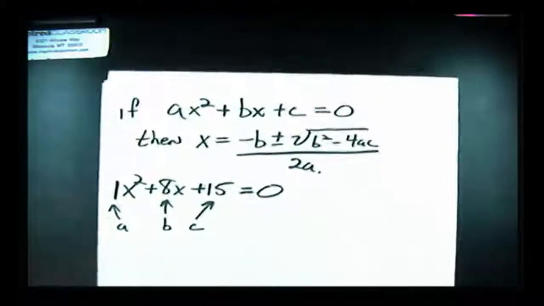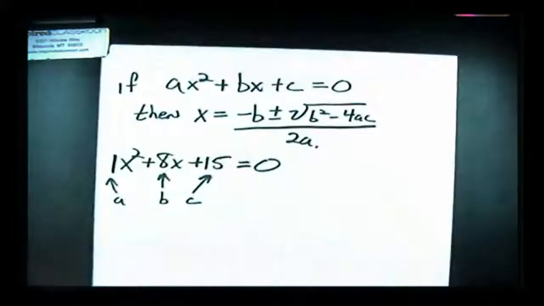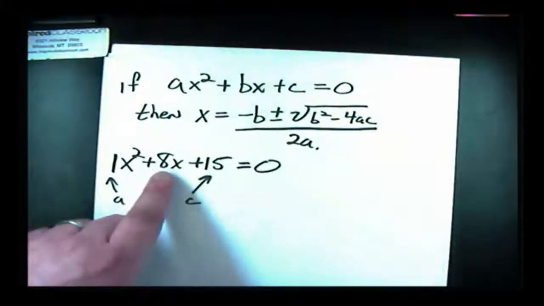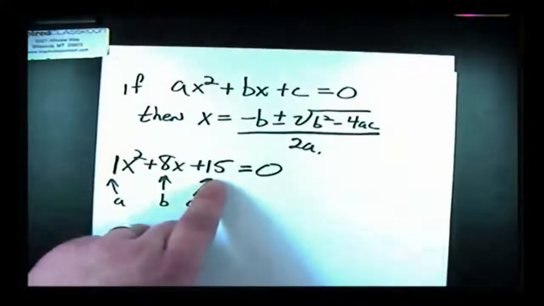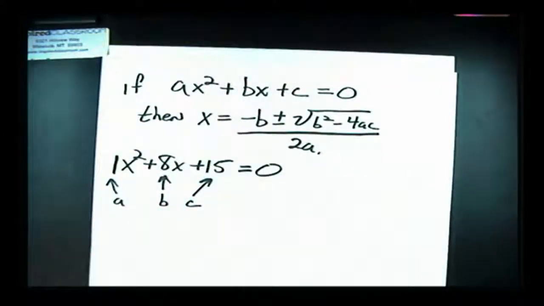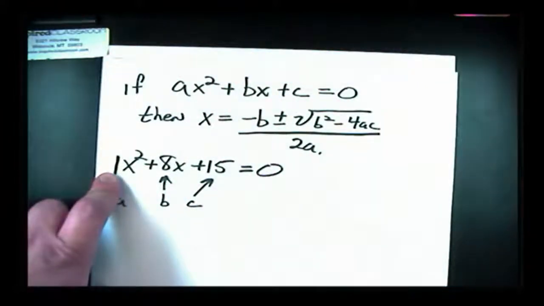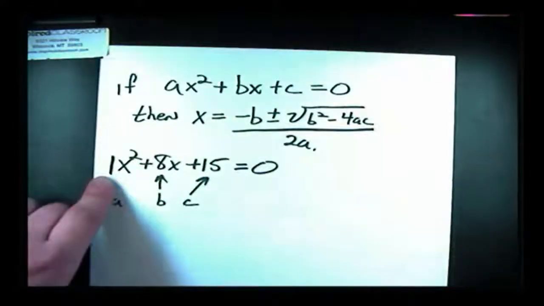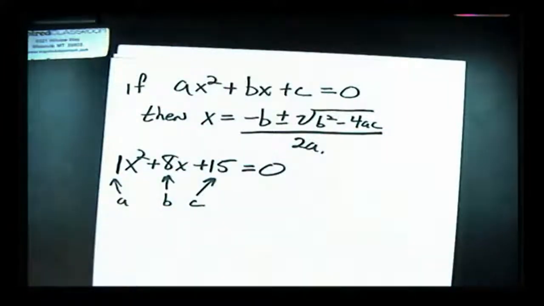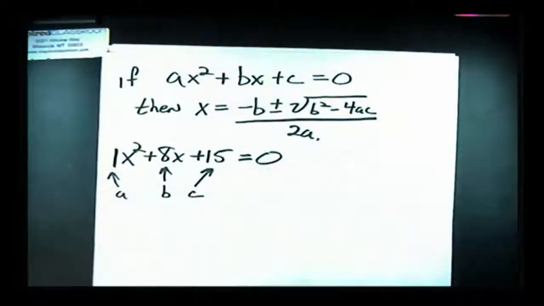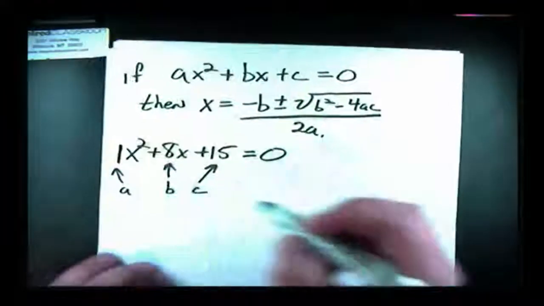Just keep in mind when you're doing this, we hold on to the sign. If this is a negative 8, then you have to use negative 8 for b. If this is a negative 15, you have to use negative 15 for c. Similarly, if we have a negative x squared, then the coefficient for a is negative 1. So how do I use this in the formula? Well, I pick out my a, b, and c, and then I literally just drop them into the formula.